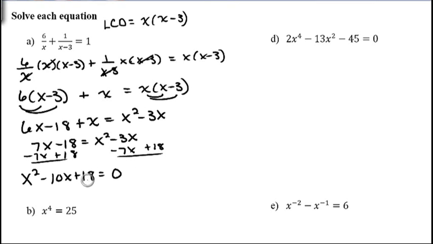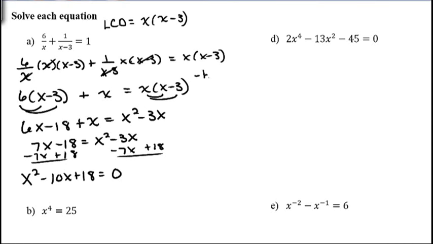Now we would want to see if we can factor this. Can I factor 18 so that the sum will give me negative 10? We can't. 18 factors as 1 times 18, 2 times 9, and 3 times 6, and none of those will give you 10. So that means that we need to use our quadratic formula.